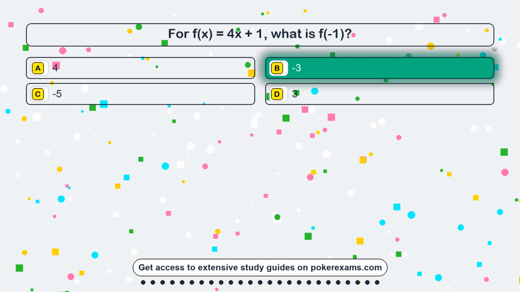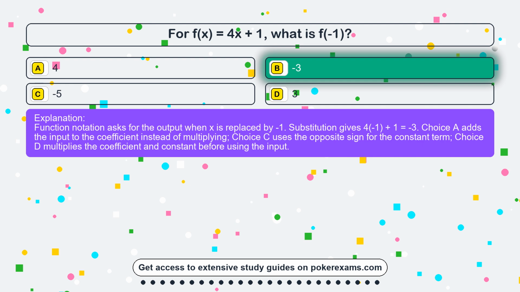The correct answer is option B, minus 3. Function notation asks for the output when x is replaced by minus 1. Substitution gives 4 times minus 1, plus 1, equals minus 3. Choice A adds the input to the coefficient instead of multiplying, choice C uses the opposite sign for the constant term, choice D multiplies the coefficient and constant before using the input.